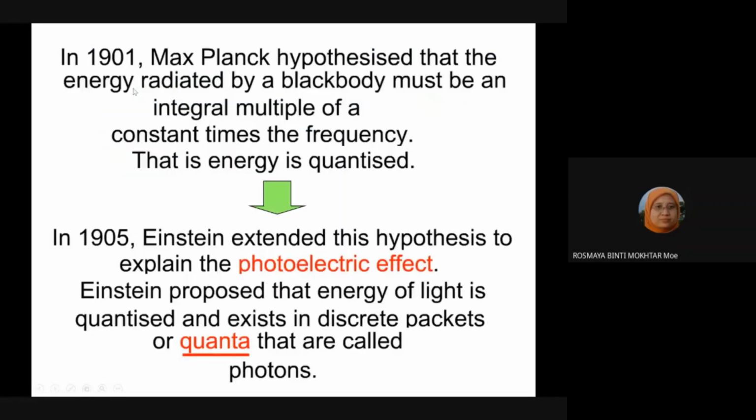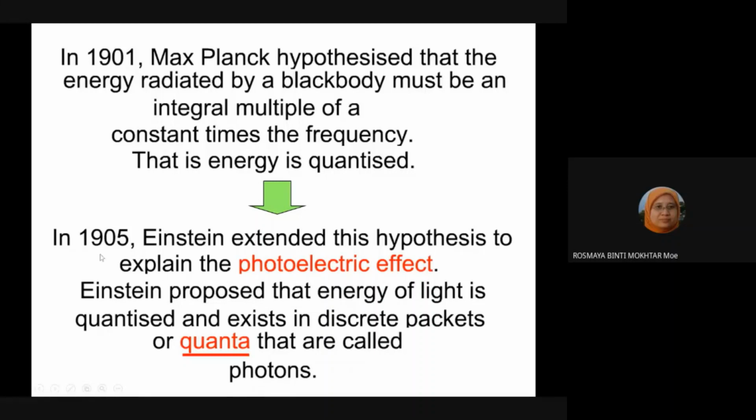Okay, so in 1901, Max Planck hypothesized that the energy radiated by a black body must be an integral multiple of a constant times the frequency. At that time, H, named after Max Planck, is the Planck constant. Max Planck did experiments and found the value of H. So that is, energy is quantized.